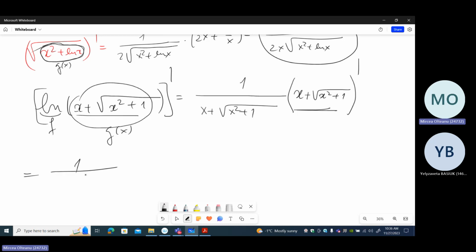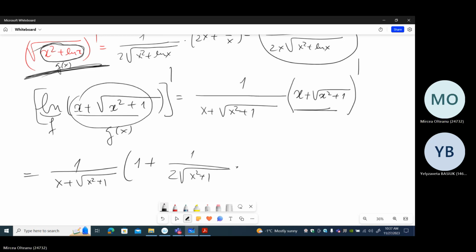So it is 1 over x plus root of x squared plus 1 times the derivative of this function, which is 1 plus... here again we need to differentiate the square root, but not applied to x, to something else. So we shall proceed like here. It will be 1 over 2 root of x squared plus 1 times what? Times the derivative of the function which is inside the square root. So times 2x, because the derivative of x squared plus 1 is 2x.